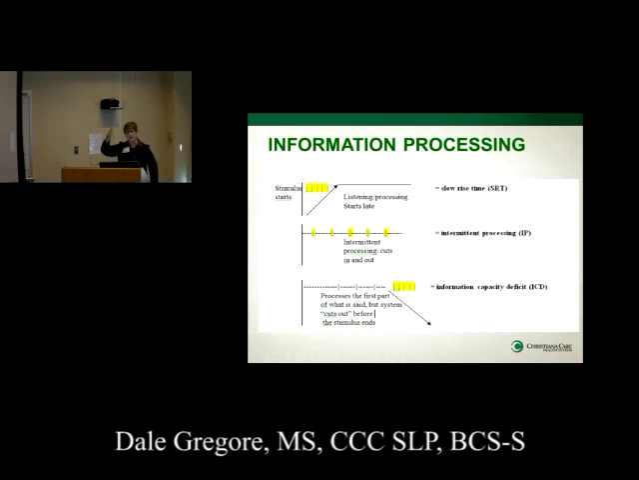Intermittent processing is they might start processing on time, but the processing cuts in and out. So they might hear bits and pieces or portions of what you're saying. Again, teenagers. And then information capacity deficit. That is where they might start processing what you're saying, but their processing ability drops off towards the end. So these are the patients that might miss the final step of a 3-step command, or they recall the first part of a paragraph that you're having them remember, but they forget the last part.